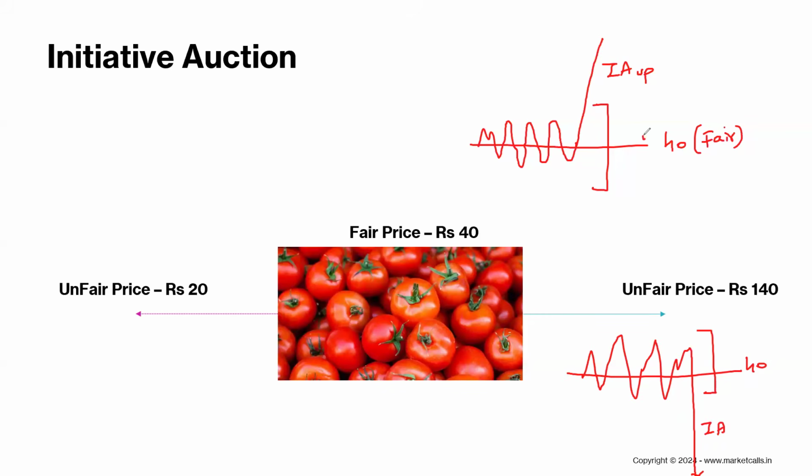This is a simple trending upside auction. This is a simple trending downside auction. So from 40 rupees, it is going to 140. From 40 to 140, it's a trending price action. Likewise, from 40 to 20, again, it is a trending downside price action.